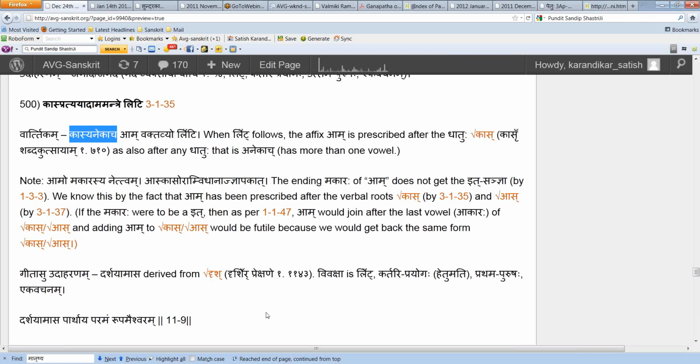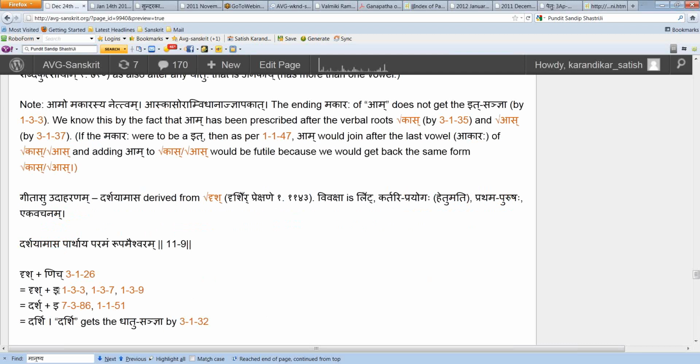Okay. So let's take an example. Darshayamasa, and time is running out as usual. So let me see if we can take one or two more steps. So when you have the dhatu drish, add the pratyaya nich, because Shri Krishna made Arjuna see. In English you can say he showed him, but technically he made him see. So we take the dhatu drish, which is Drishir Prekshane, and the pratyaya nich by Hetumati cha.